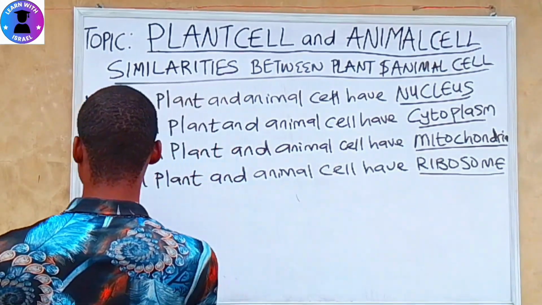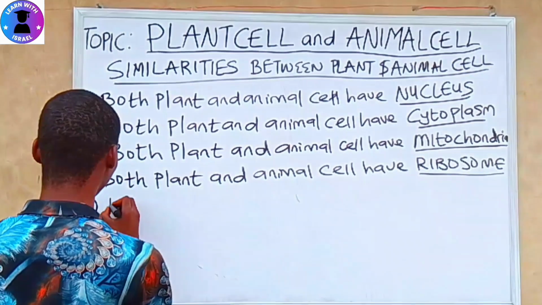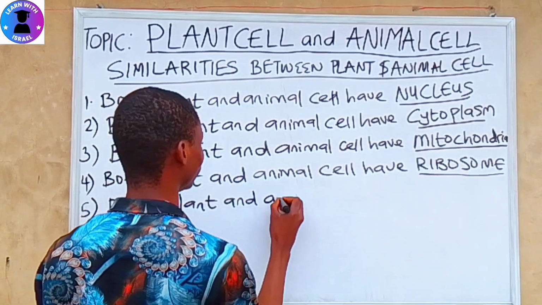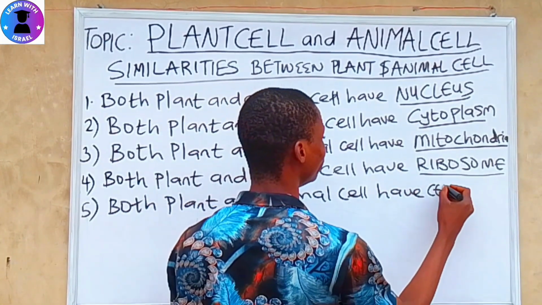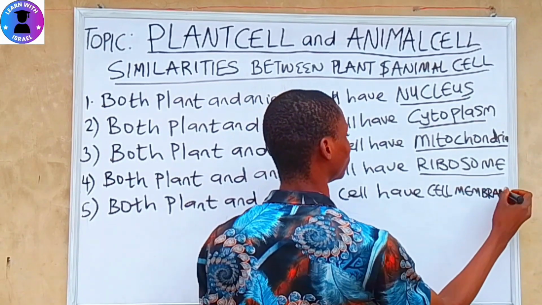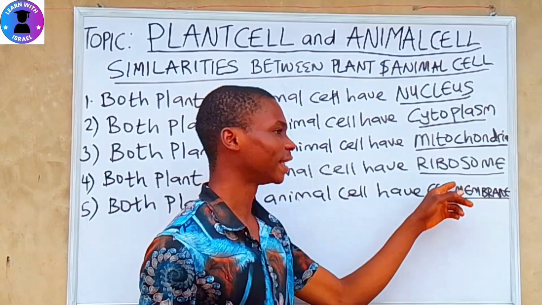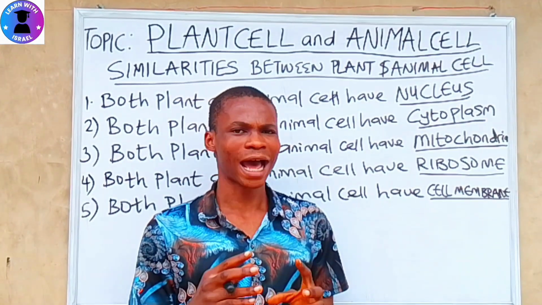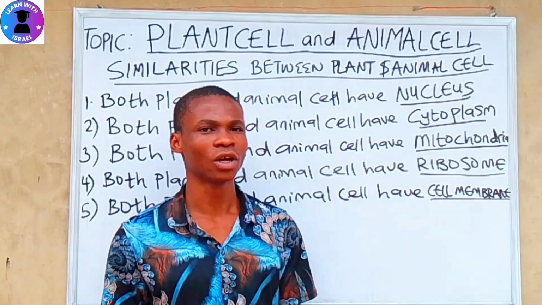So the next one, which is the last one under the subtopic similarities between plant and animal cell, is cell membrane. Both plant and animal cell have what we call cell membrane. And what is the function of cell membrane? Cell membrane is the one that controls what enters or goes out of the cell.